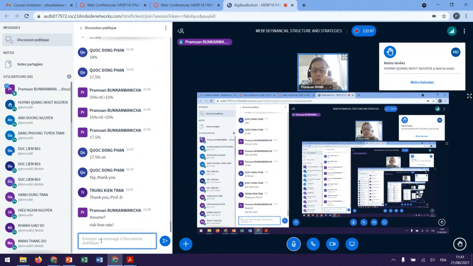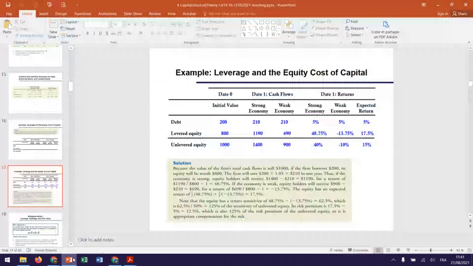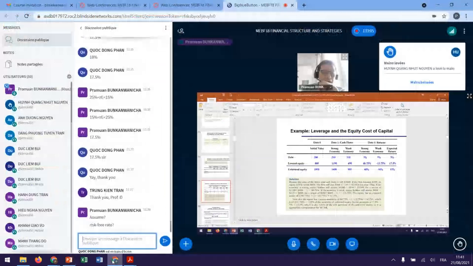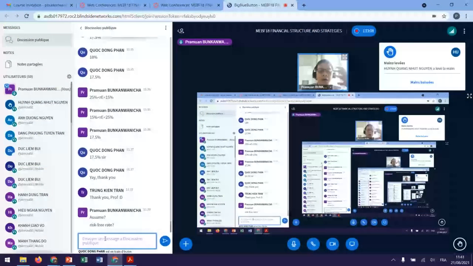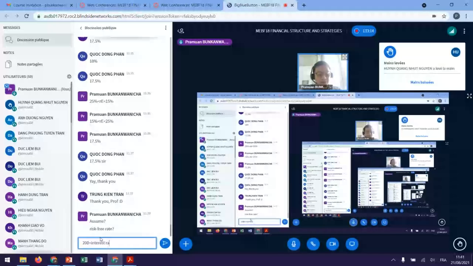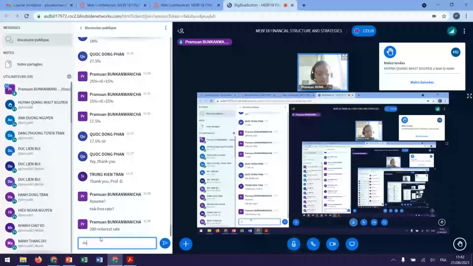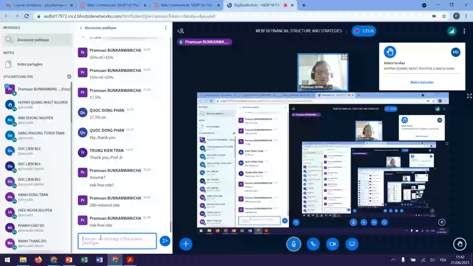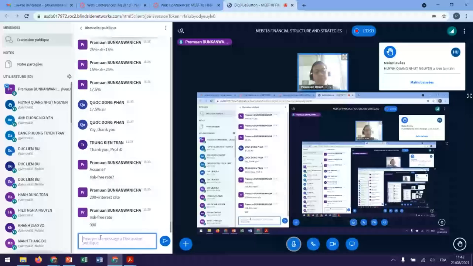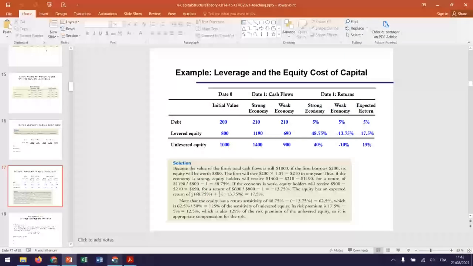The probability of default, when you talk about the probability of default, you go to the weak economy, right? In the worst case scenario, the company or the project will generate the cash flow of 900. The 900 goes far beyond the 200 plus the interest, right? So therefore, we can assume that the debt holder will require only the risk-free rate because the probability of default is 0. In the weak scenario, the company will generate 900, and should be able to pay the debt plus the interest. So we can assume that the project can get financing at a 5% cost of debt.